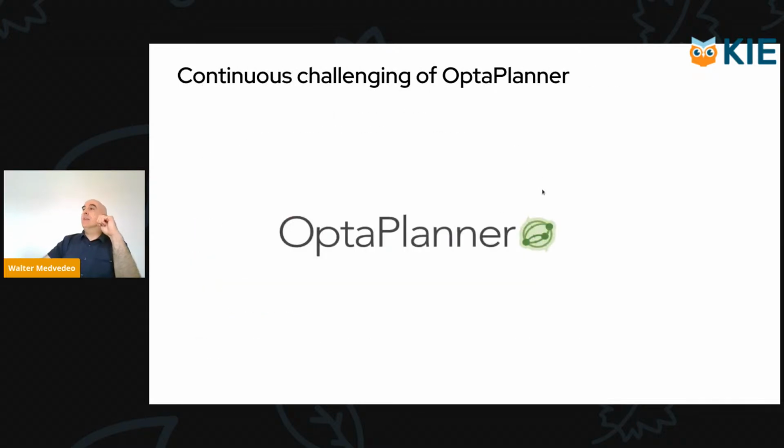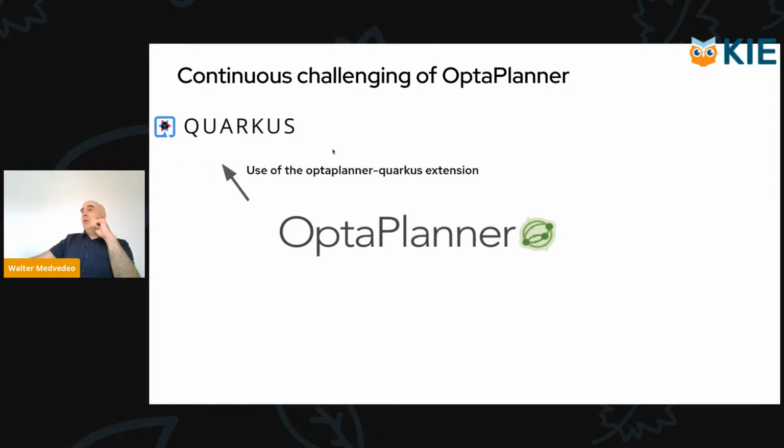So here is where the name Quarkus comes into the scene, right? Because right now we have an OptaPlanner Quarkus extension. Right now there are people outside that are using OptaPlanner with Quarkus, right? But even so, we want to continue stressing the Quarkus extension. We want to continue using it to identify potential improvement areas and potential issues, etc. So this is important for us.